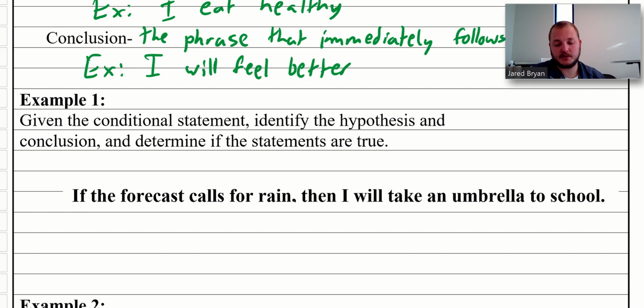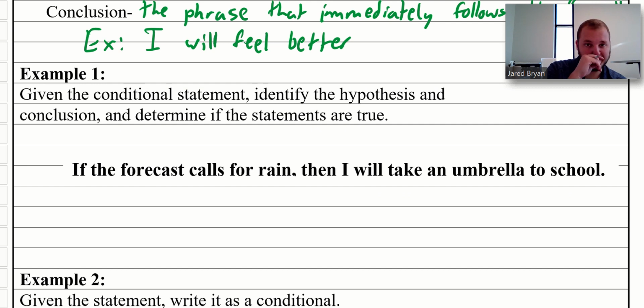I'm given this conditional statement. I want to identify the hypothesis, identify the conclusion, and then the last piece is I want to say if the statement is true or not. Okay, so I say, if the forecast calls for rain, then I will take an umbrella to school. If the forecast calls for rain, then I will take an umbrella to school.